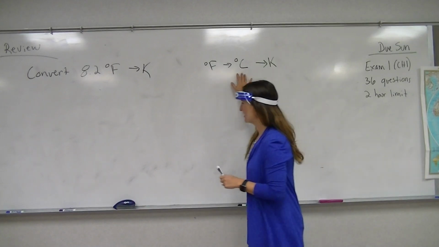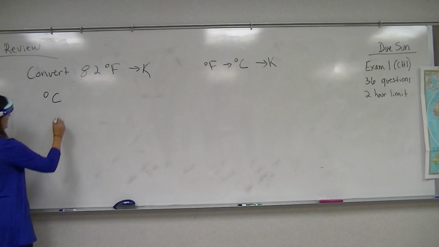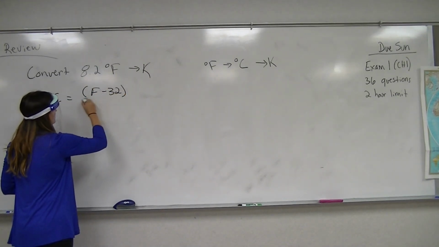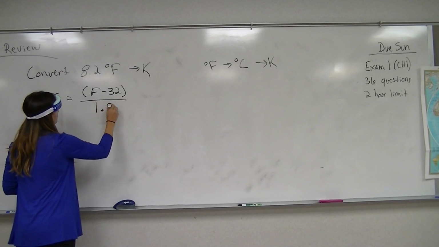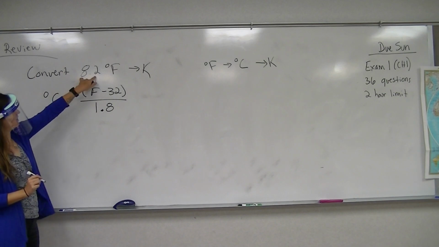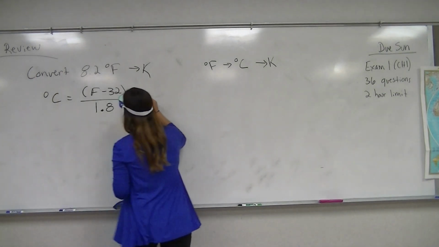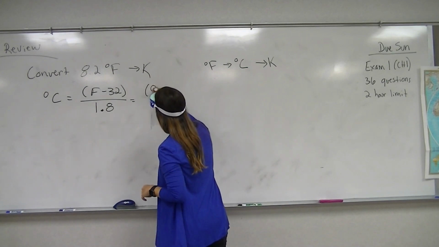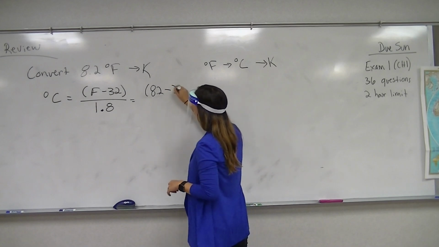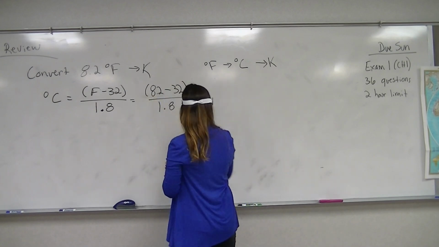If we're trying to get to degrees Celsius, we want to use the equation where degrees Celsius is equal to Fahrenheit minus 32 over 1.8. That way we can plug in this 8.2 right where the F is. Okay, so looking at that, we have 8.2 minus 32 divided by 1.8.